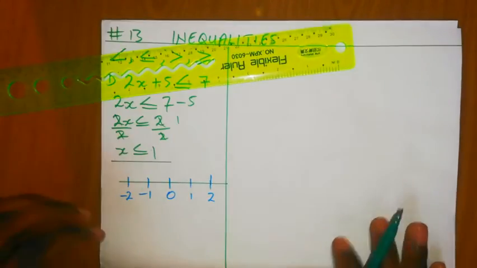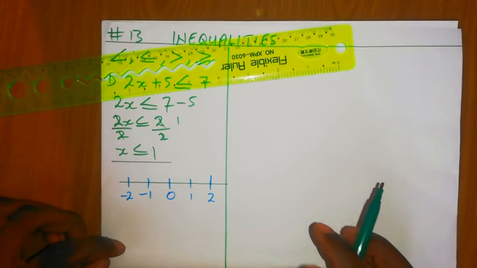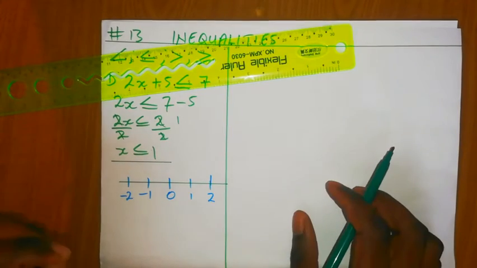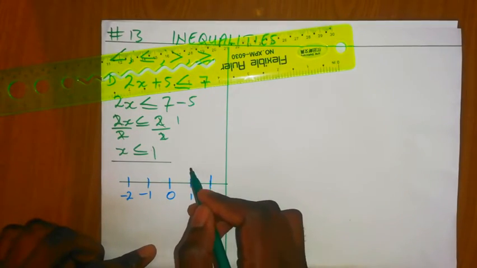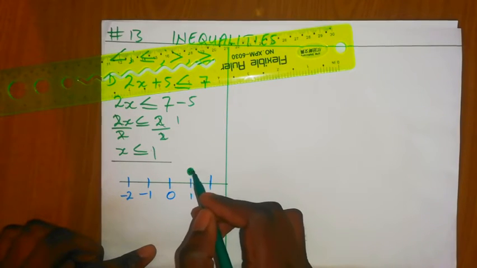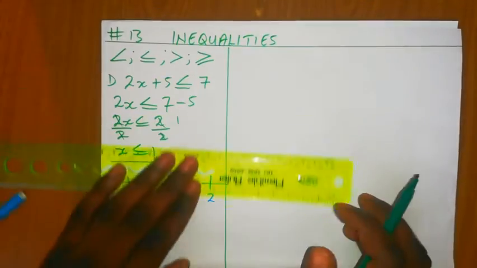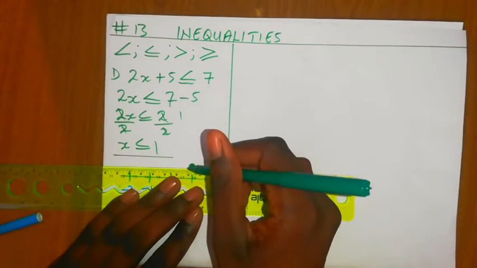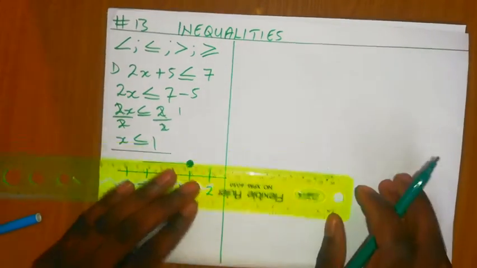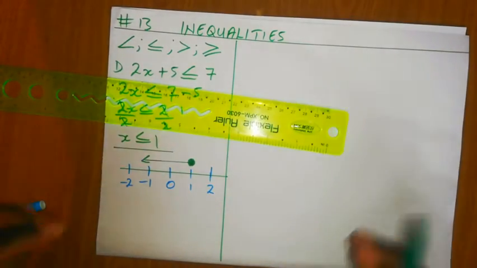Now I'm supposed to illustrate this on this number line. x is less than or equal to 1. Which values are less than or equal to 1? They go that side. So I'm going to come here and draw a shaded dot. Why am I drawing this shaded dot? It means that this value is included amongst my answers. So I'll indicate the direction where my values lie. So I've illustrated my solution on a number line.